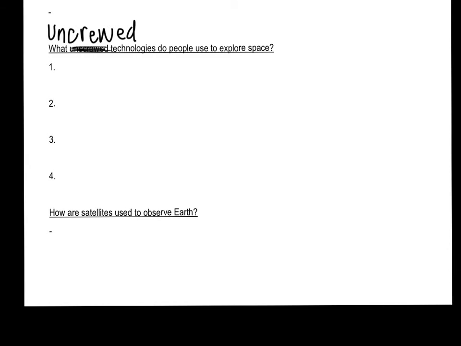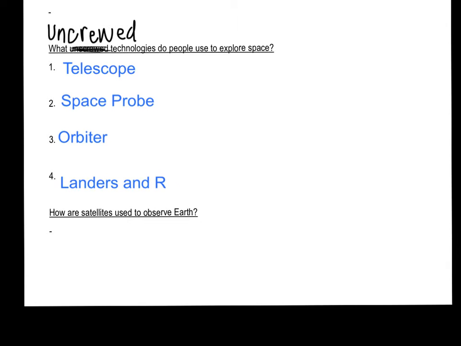The first one is a telescope. Second one is called a space probe. The third one is called an orbiter. And the fourth one are landers and rovers.